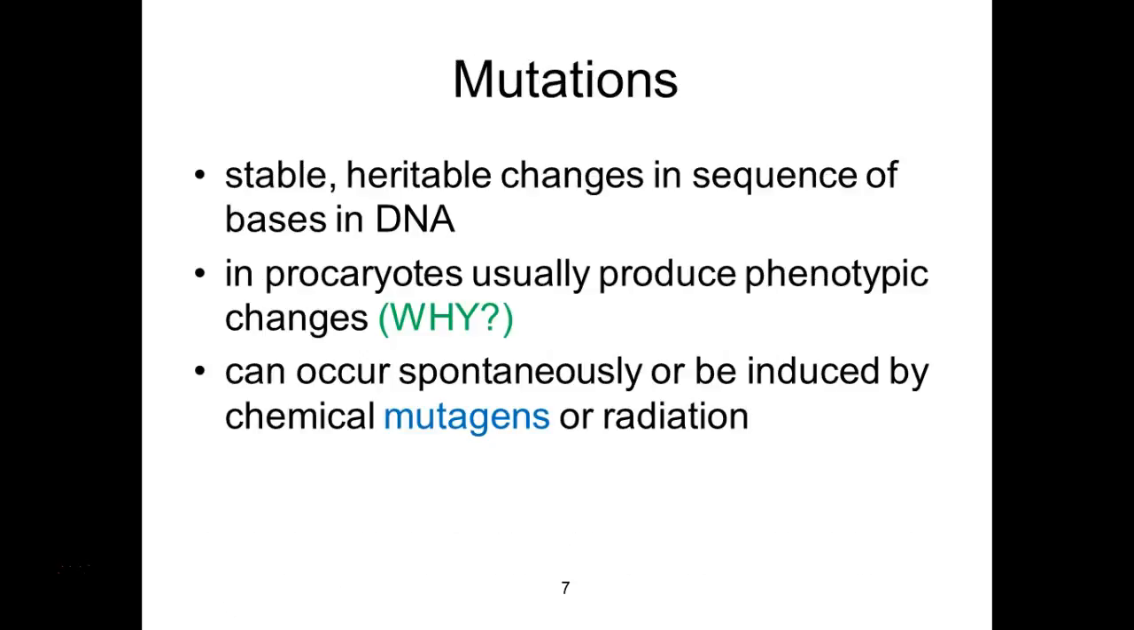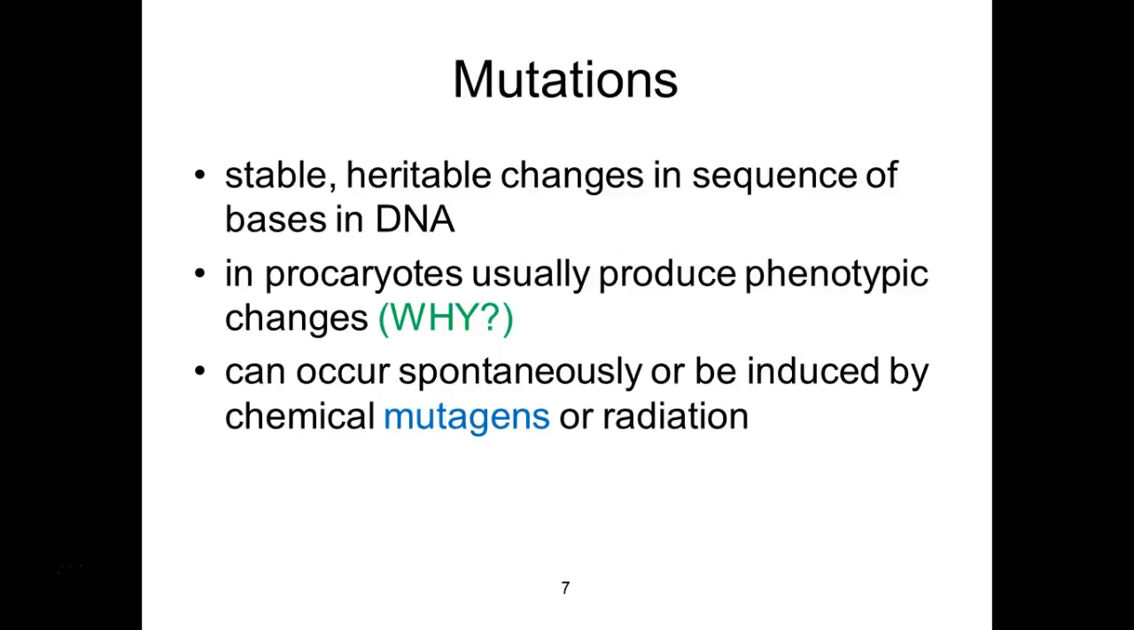So what are mutations? They're stable, heritable changes in the DNA sequence. So the change happened, it didn't get fixed, it got passed on, it's heritable. It's given to the next generation. In prokaryotes, mutations usually produce phenotypic changes. So we already said they're haploid, right? So they have one copy. So that one copy is used to make the messenger RNA and make that protein, say lactase.